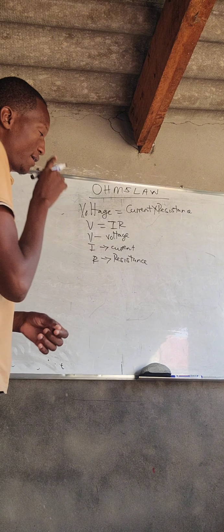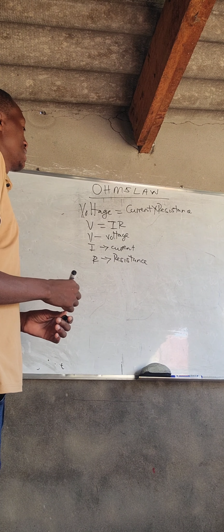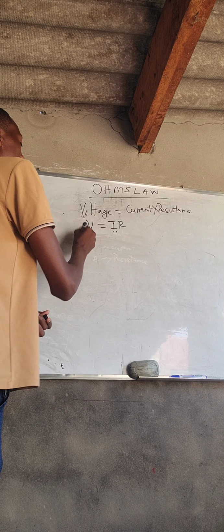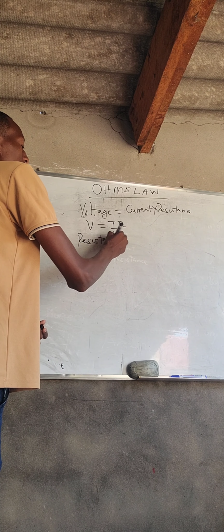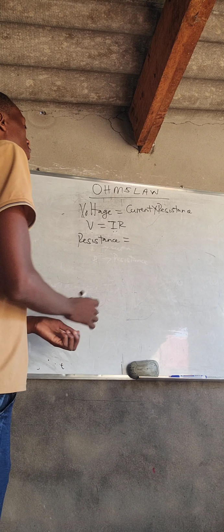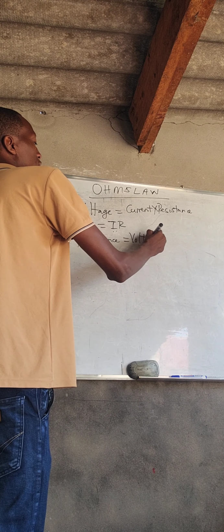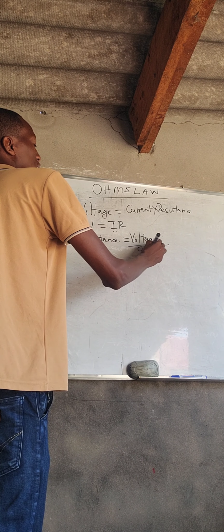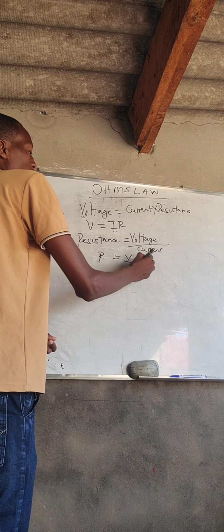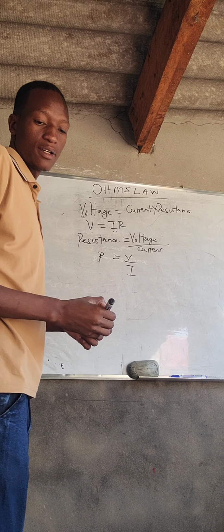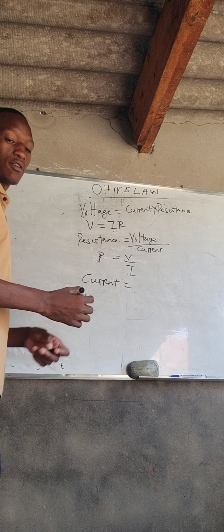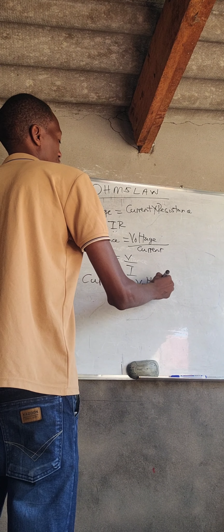So when we are looking for resistance, Ohm's law states that resistance equals, now we are doing a subject formula, voltage over current. That's R equals V over I. Are we together? Then current equals voltage over resistance.